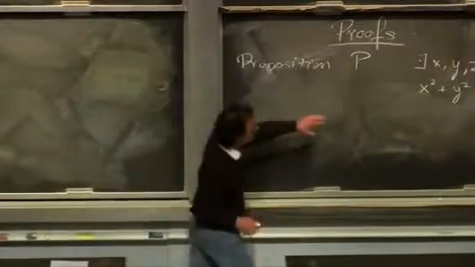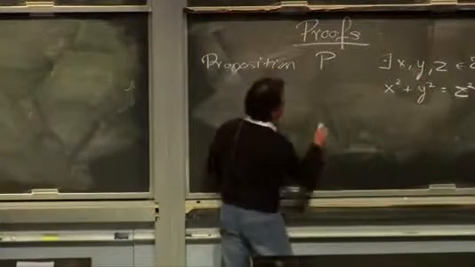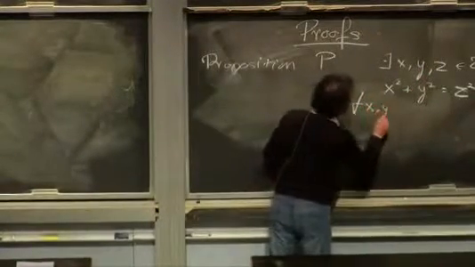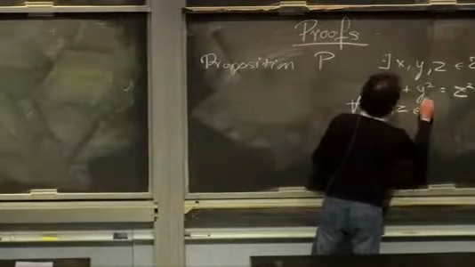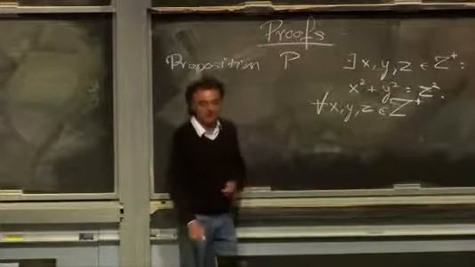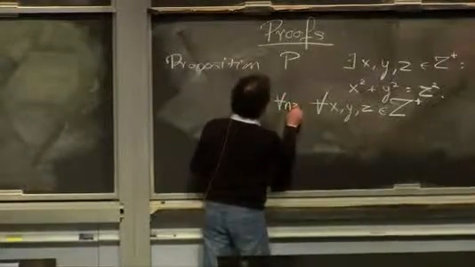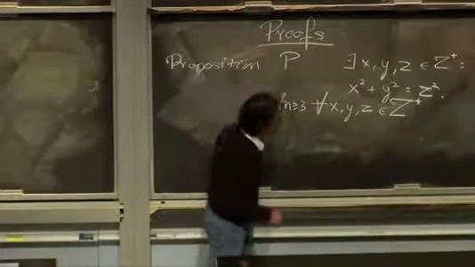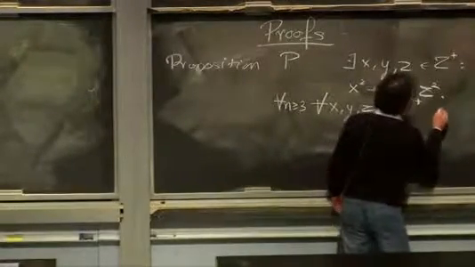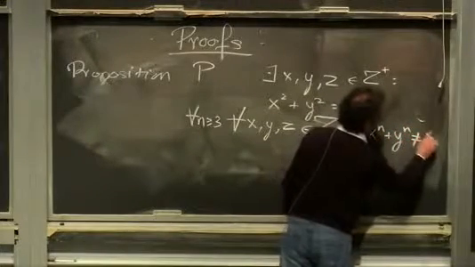So we might have a statement like this, but we might also have some statement which says for all x, y, z belonging to the positive integers, something, right? For all n greater than or equal to 3, for all x, y, z belonging to Z plus, x to the n plus y to the n is not equal to z to the n.